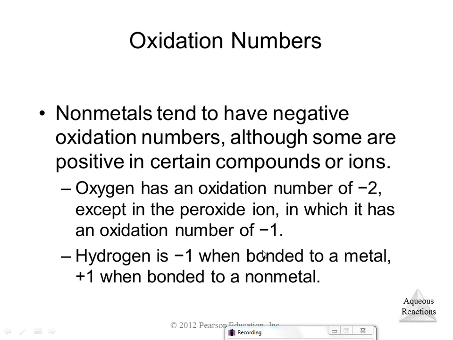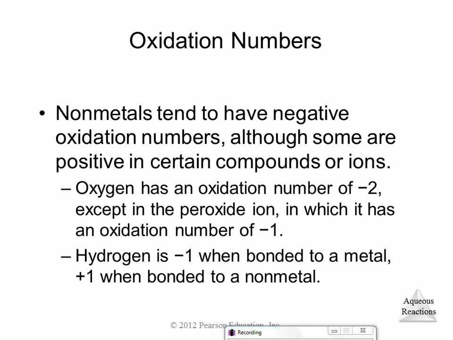Nonmetals tend to have a negative oxidation number. That makes total sense because they want to gain electrons to get an octet. Some are kind of weird. Oxygen is a -2 unless it's a peroxide ion, which is an O2 polyatomic ion. Hydrogen is a -1 when it's with a metal. It's a +1 when it is with a nonmetal.